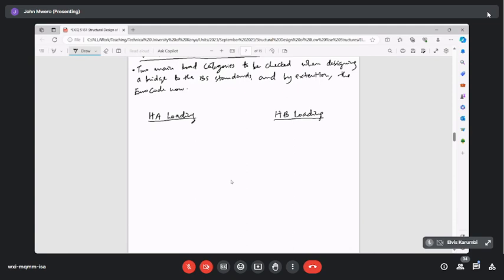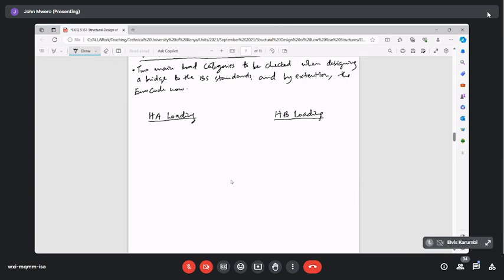Before I tell you what these loads are, the tradition has been that you would define these two load categories separately on the bridge. So you take the bridge and load it with HA loading. And you take the bridge and load it with HB loading and analyze and get the member forces. And then you would pick the most critical of those.